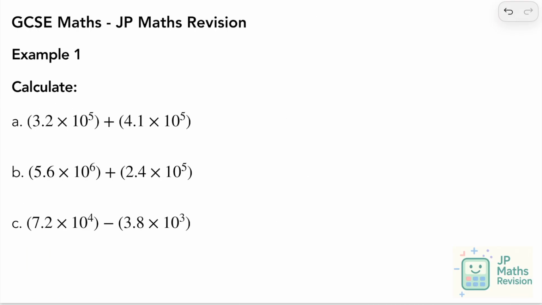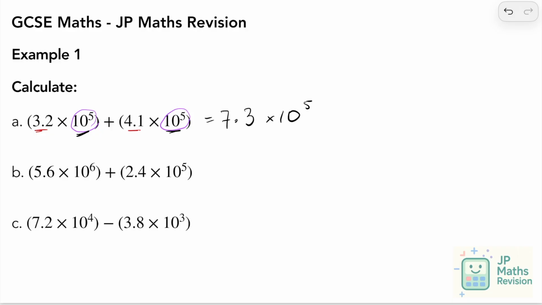So here are some examples. Firstly, we have 3.2 times 10 to the 5 and 4.1 times 10 to the 5. We need to add them. In this case, all we're going to do is 3.2 plus 4.1. The reason we can do this is because both of them have 10 to the power of 5, so we don't need to change anything there. 3.2 plus 4.1 is 7.3, and then I'm just going to put times 10 to the 5 because that's the same for both of them.